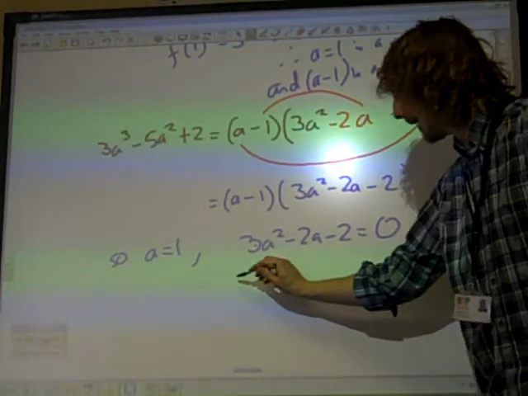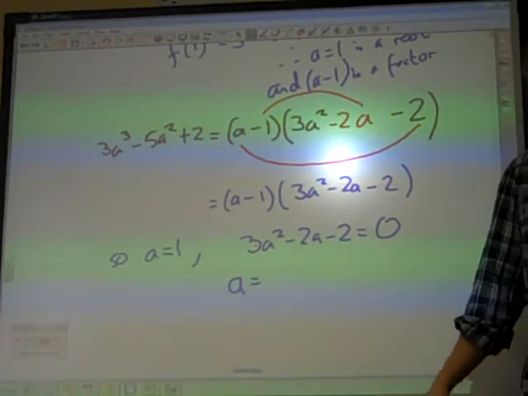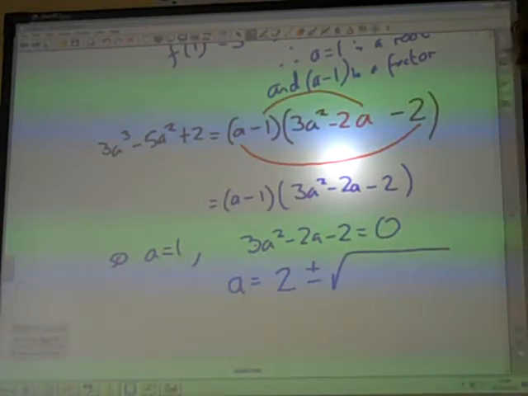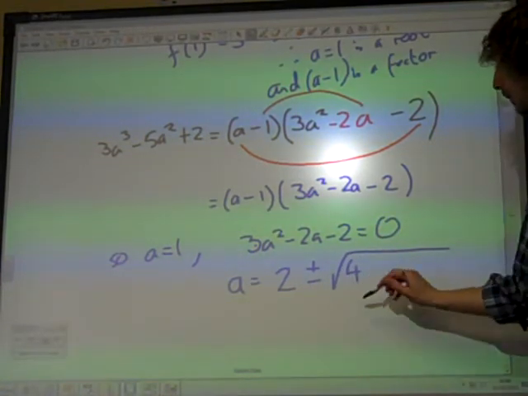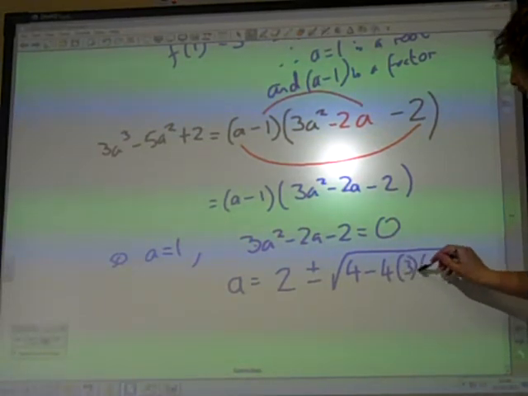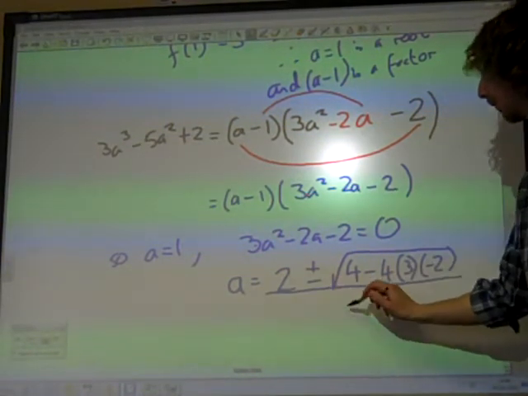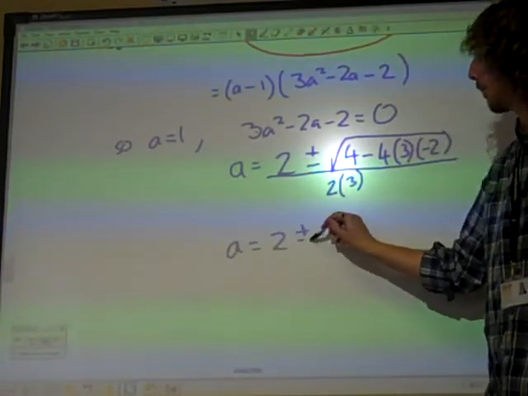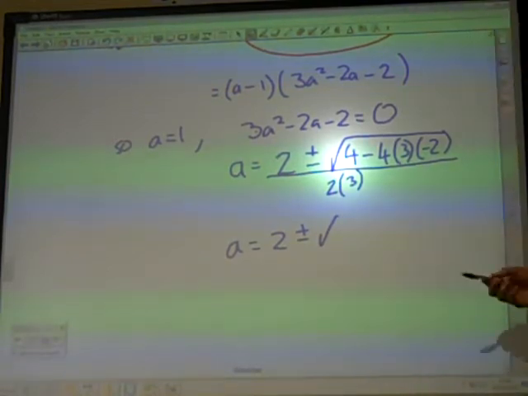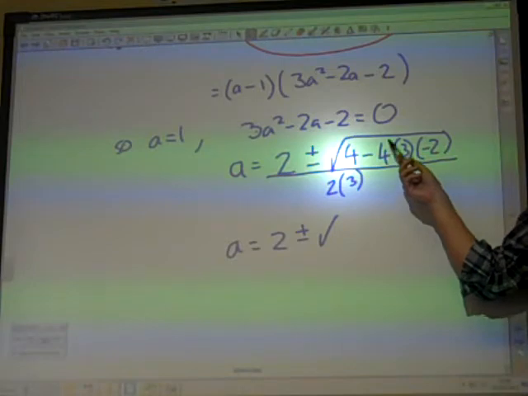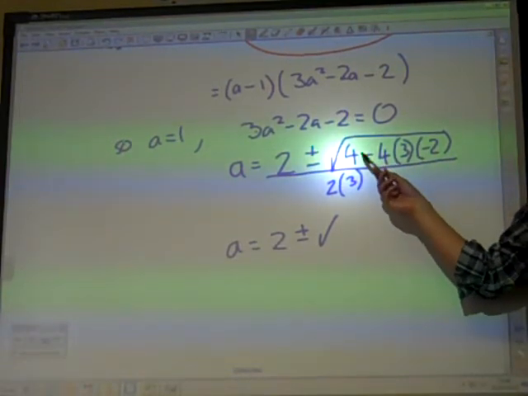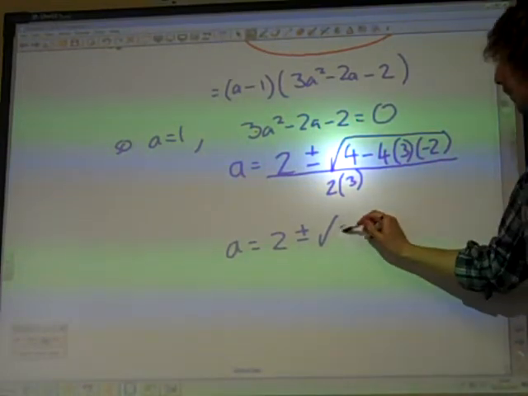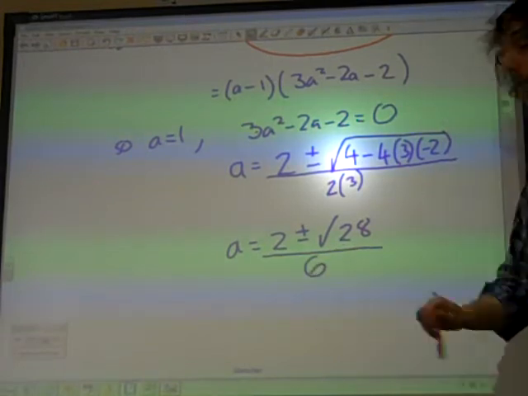So let's do that. a is minus b, so minus minus 2 is plus 2, plus or minus the square root of b squared, minus 2 squared would be 4, minus 4 times a times c, all divided by 2a. Let's not rush into this. 2 plus or minus, what have we got here? We've got 12 times 2, so that's 24. So we've got 4, take away minus 24. So 4 plus 24, we've got 28 in there. And here we've got 6 on the bottom.